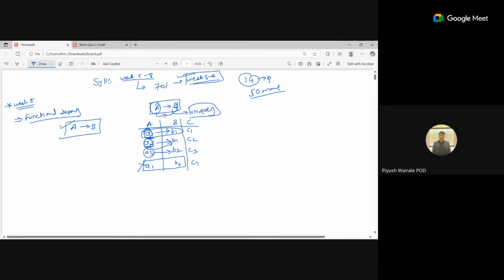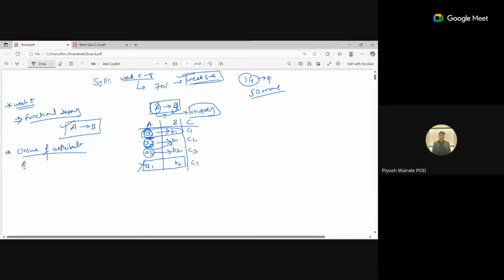Any doubt? We have discussed this in detail in week 5. Any question or doubt based on functional dependency? No, sir. Okay, great. So after this, we discussed the closure of an attribute. It is a very important concept. In every question of week 6, we need to find the key, and for that we need to find the closure of an attribute.